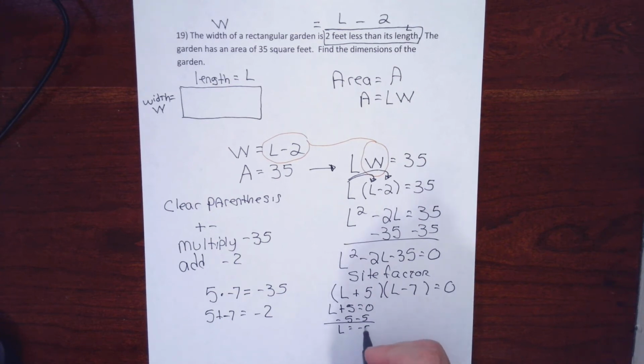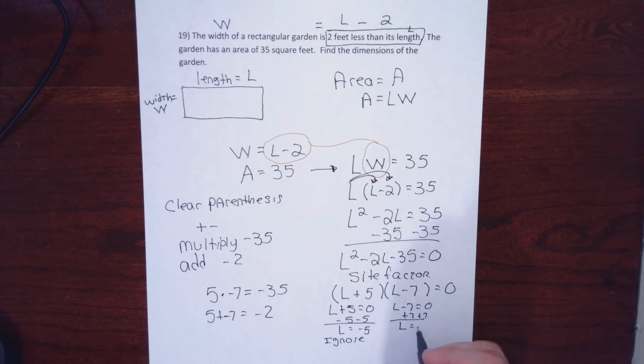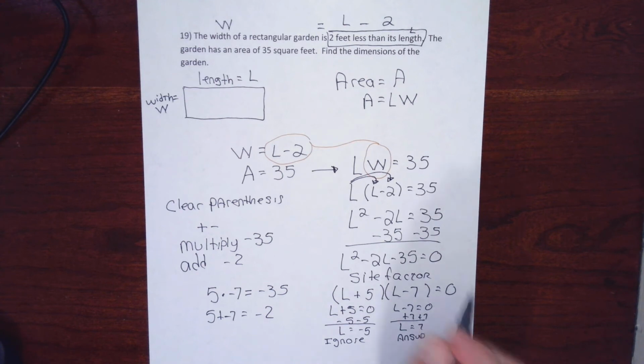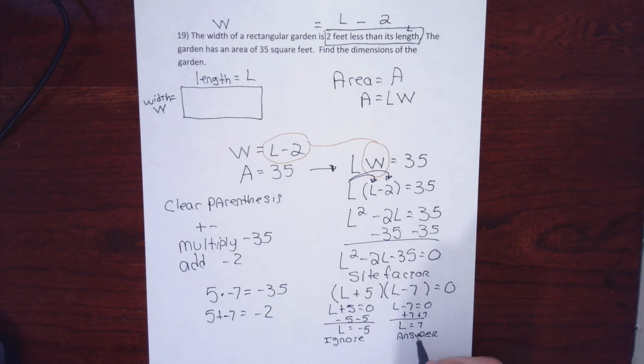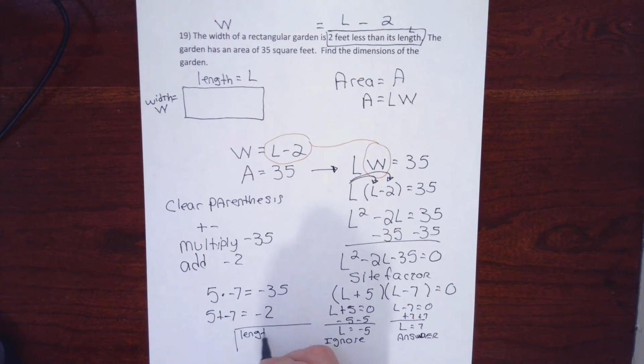The factor of L plus 5 equals 0 gives me a length of negative 5. This I need to ignore. It's not possible to have a length of a rectangle be negative. Lengths can only be greater than 0. For the L minus 7 factor, I get the answer for the length of positive 7, and the units are in feet. It doesn't look like the word answer, but it's supposed to be. So part of my answer is going to be the length of the garden is 7 feet.